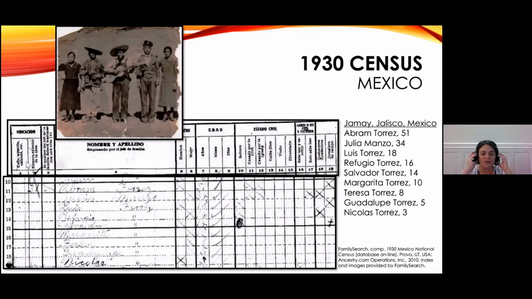Well, here's a little trick you can do with the census, as you can estimate when the mother and father were married. So you take the age of the oldest child, in this case, Luis Torres, he's 18. You subtract it from the mother's age, she's 34, and then you get 16. And she actually was 16 when she was married, so that worked out. And it's just a little trick you can sometimes use to estimate a marriage date.